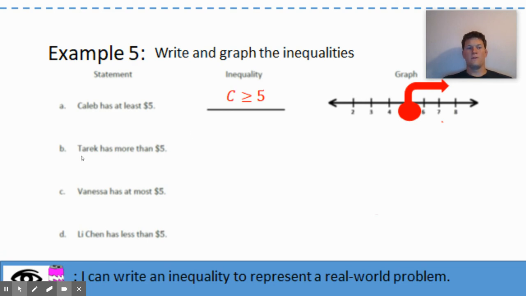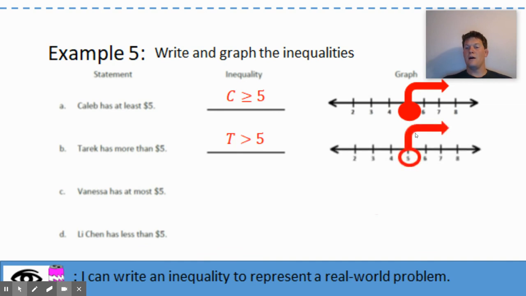Look at the next one. We're talking about this kid named Tariq. Tariq has more than $5. More than. We might be thinking taffy word, but since we're talking inequalities, it's different. We're just more than. So we want the greater than symbol. I'm going to use T for Tariq, 5 for $5. And since it didn't say or equal to, I don't have to underline it, which means I'm going to have an open circle. And again, I'm pointing towards the right.